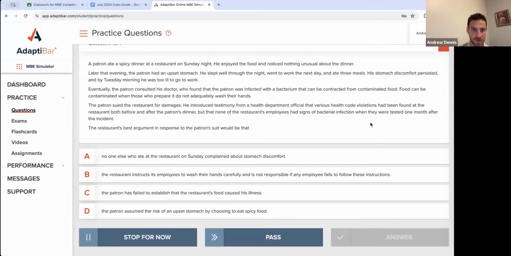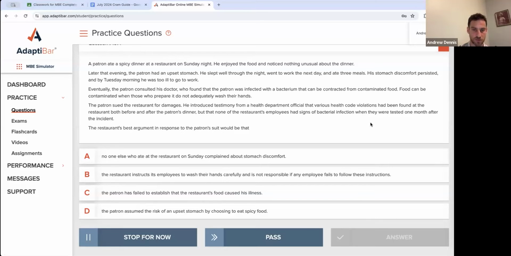A patron ate a spicy dinner at a restaurant on Sunday night. He enjoyed the food and noticed nothing unusual about the dinner. Later that evening, the patron had an upset stomach. He slept well through the night, went to work the next day, and ate 3 meals. His stomach discomfort persisted, and by Tuesday morning, he was too ill to go to work. Eventually, the patron consulted his doctor, who found that the patron was infected with a bacterium that can be contracted from contaminated food. Food can be contaminated when those who prepare it do not adequately wash their hands.